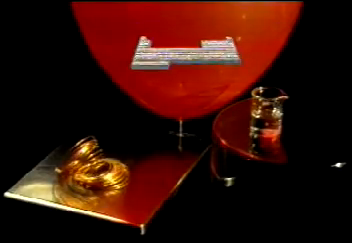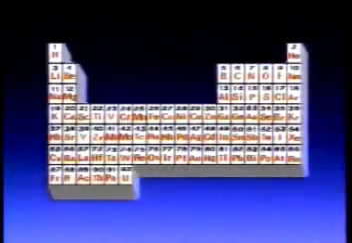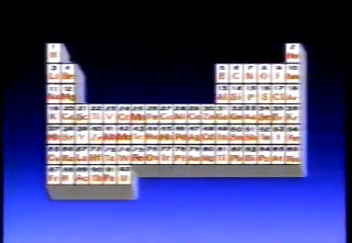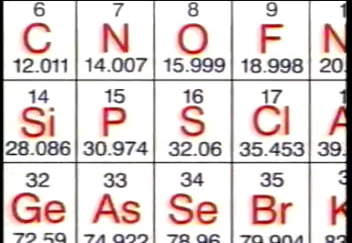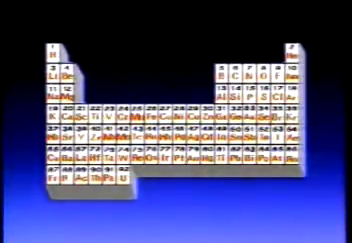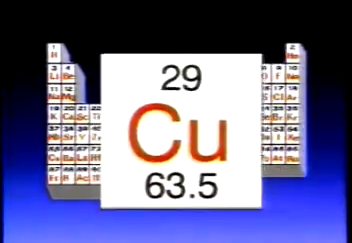The mass of a mole of any element is equal to the element's atomic mass expressed in grams. These are the relative atomic masses of the elements in the periodic table based on assigning carbon a mass of 12 units. Let's use the periodic table for some examples. Here's copper. Its relative atomic mass is 63.5. A mole of copper weighs 63.5 grams.